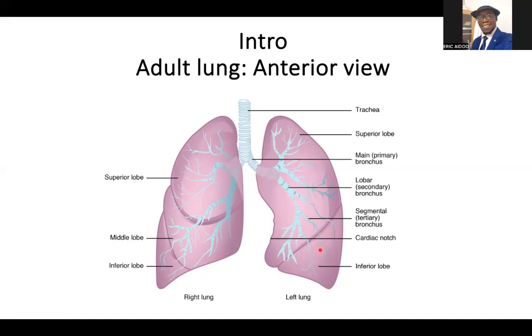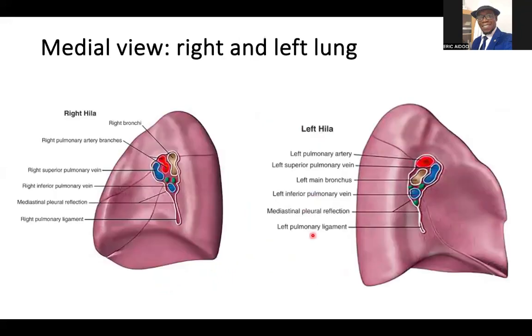Now, the division by these fissures have names. This one in the right lobe is known as the horizontal fissure, and that is the oblique fissure. Then you have the oblique fissure only in the left lung. When we look at the medial view, you are going to have this and that for left and right respectively.